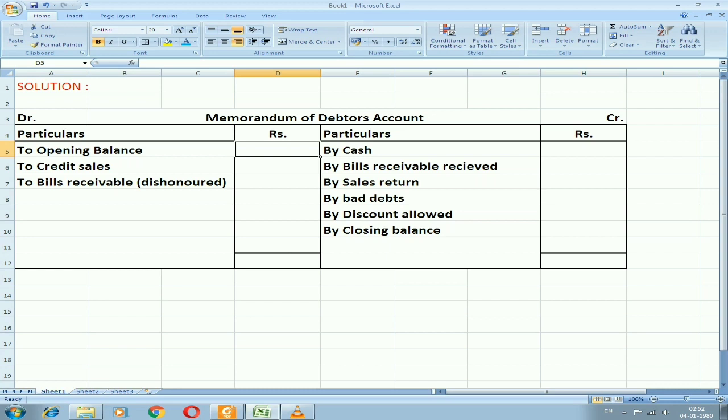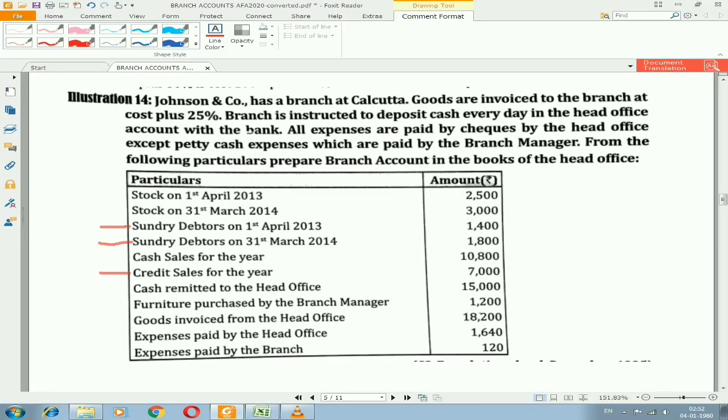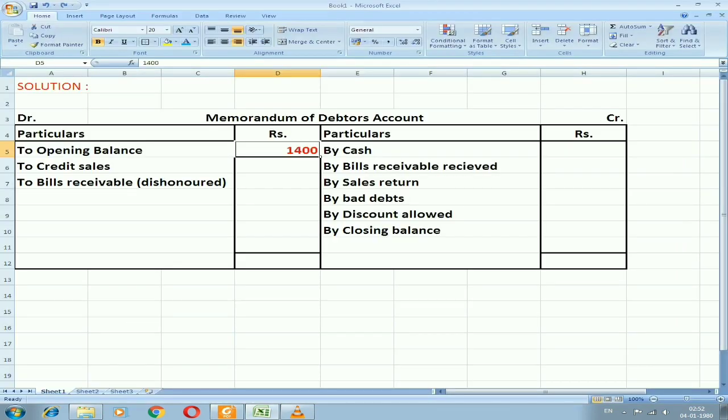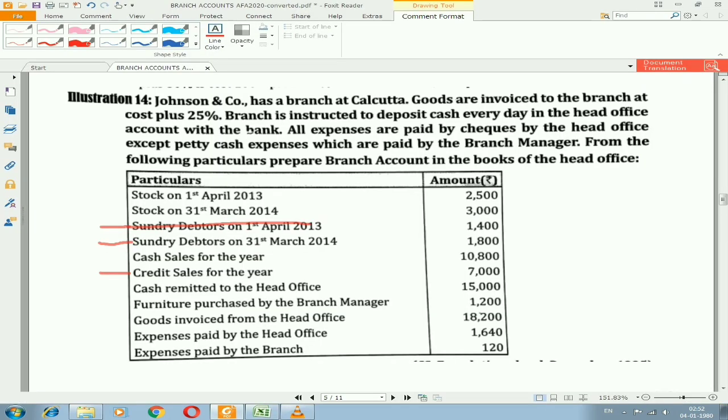You can see the format here, memorandum of debtors account. The debit side has some items, on the credit side we have some items. By filling the information, first sundry debtors on 1st April 2013, amount of rupees 1400, that I'm supposed to record. It will be an opening balance, which is on the opening day, so 1400 will be the opening balance. Next item we have is sundry debtors on 31st March 2014, that is 1800. That is the closing date.